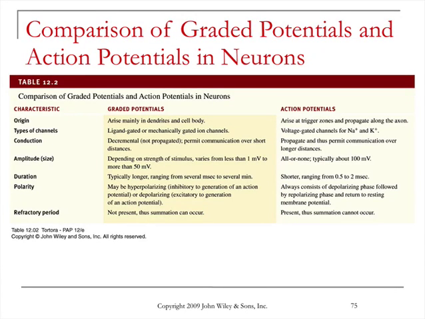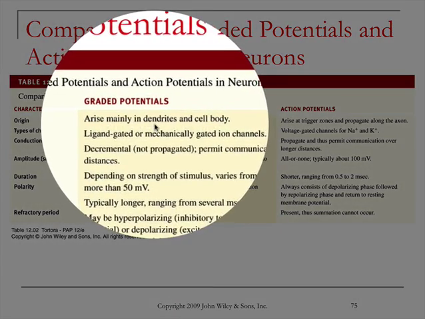This chart has a lot of good information that allows us to compare graded potentials with action potentials in neurons. So let's take a look at each of these kinds of potentials in terms of a variety of characteristics. First, the origin. Graded potentials, you'll remember, arise mainly in dendrites and in the cell body.